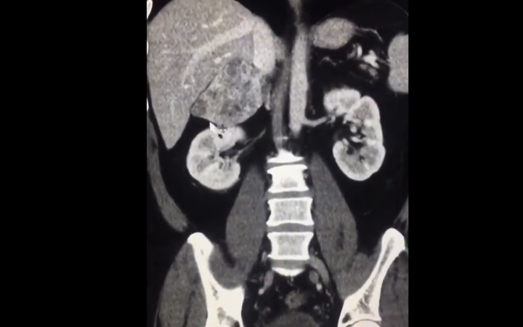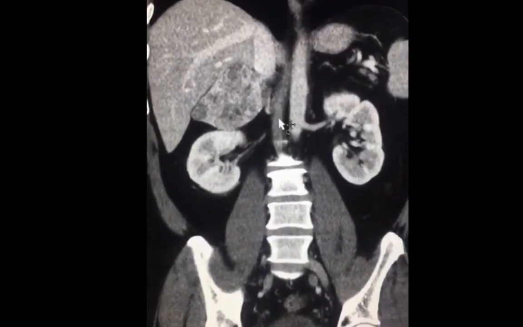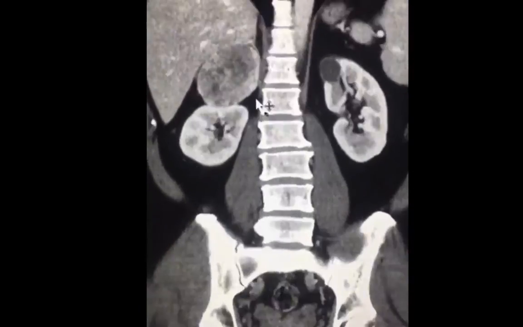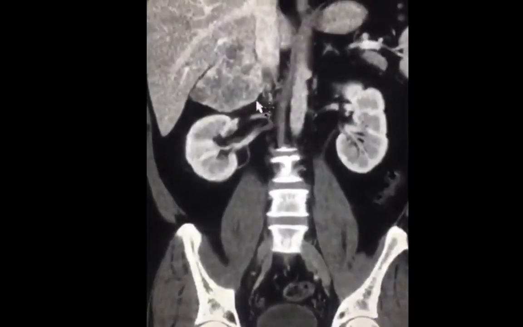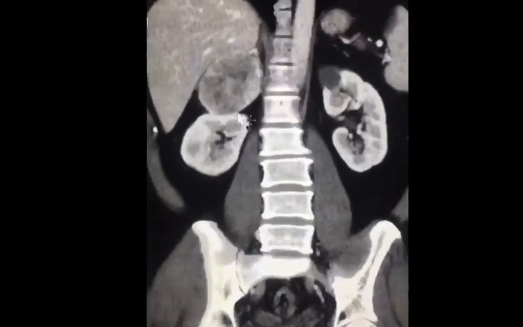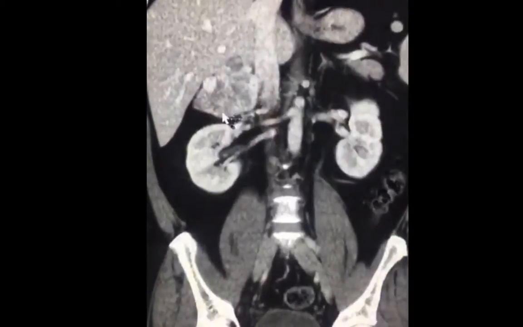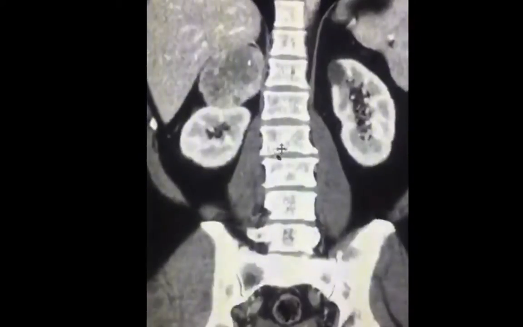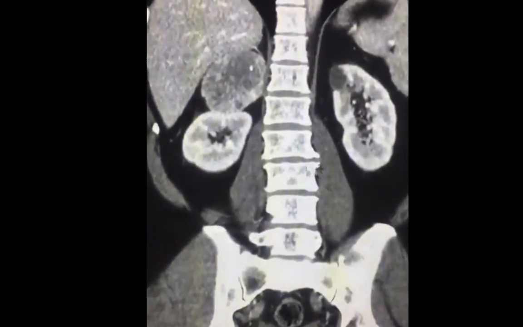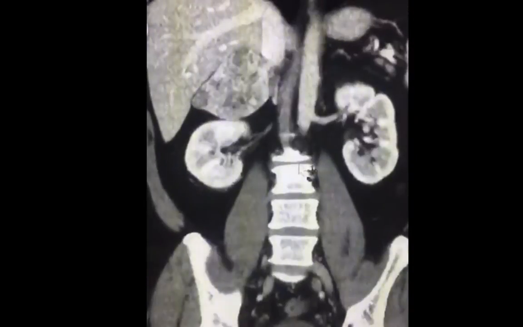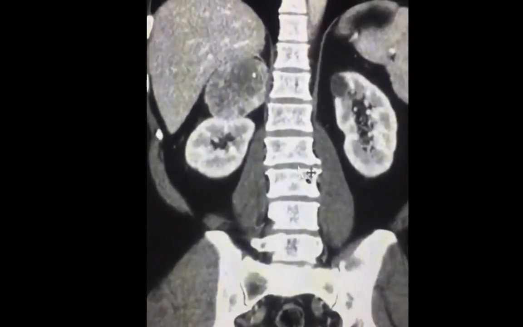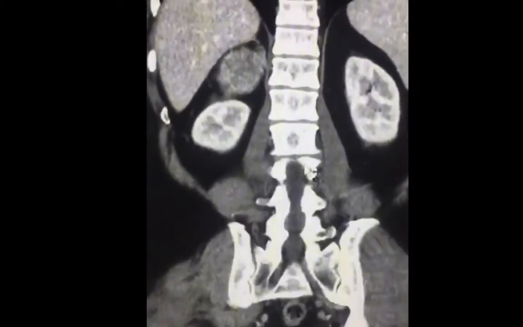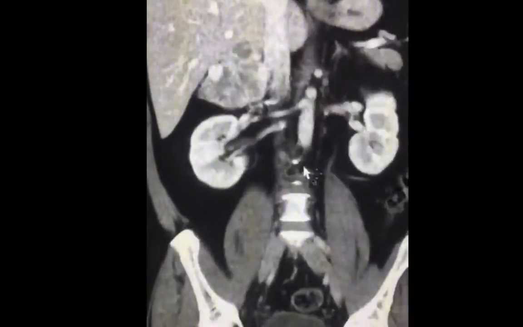Whenever you see a very large mass lesion with heterogeneity, think about malignancy. The two major differential diagnostic possibilities here would be an adrenal pheochromocytoma and metastasis. Since this is an isolated lesion with no other foci of abnormalities within the CT, chest, abdomen, and pelvis in a patient without known malignancy, the major consideration is a pheochromocytoma.